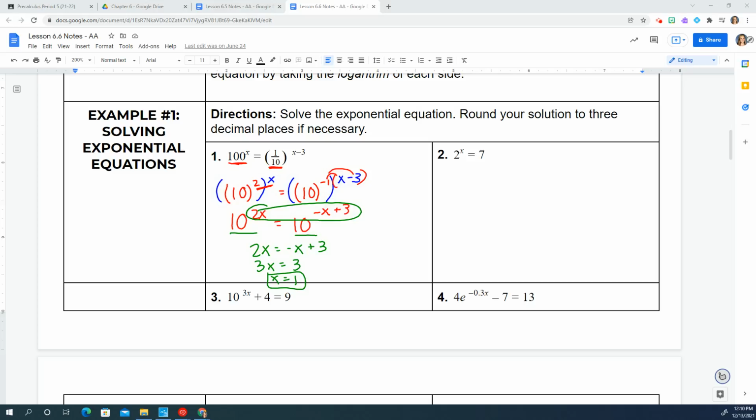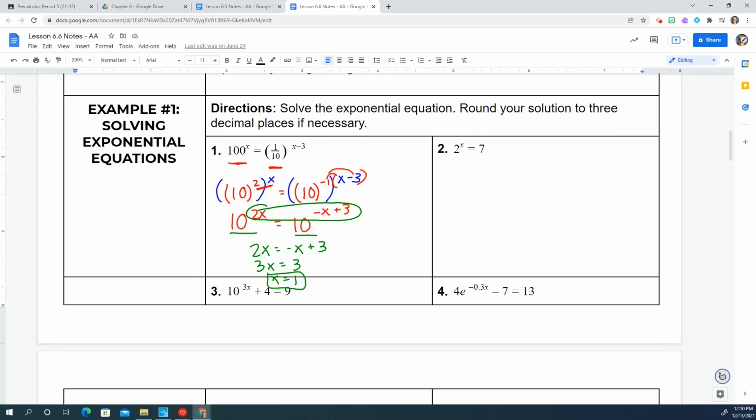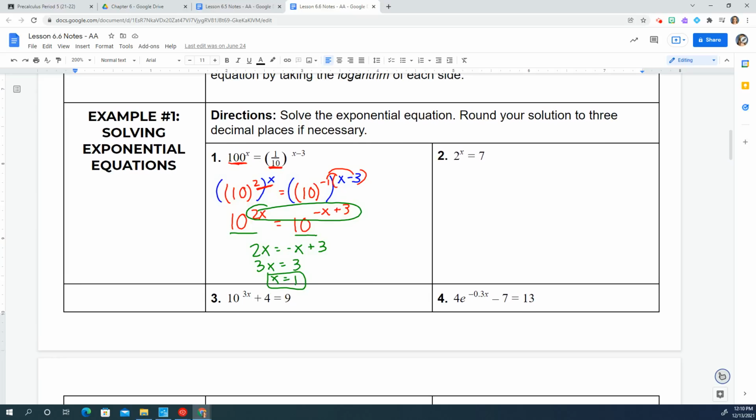Like number 2, where I could not rewrite the number 7 as 2 to some power, right? I can't rewrite a base of 2 using a base of 7. That's not an option here; I can't physically rewrite those numbers. So here's where logs come into play.